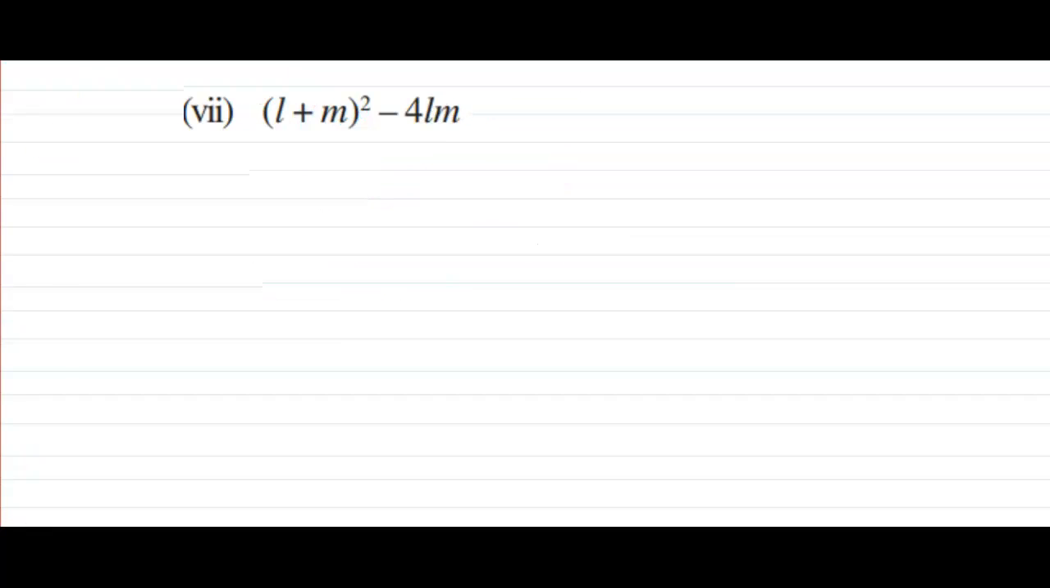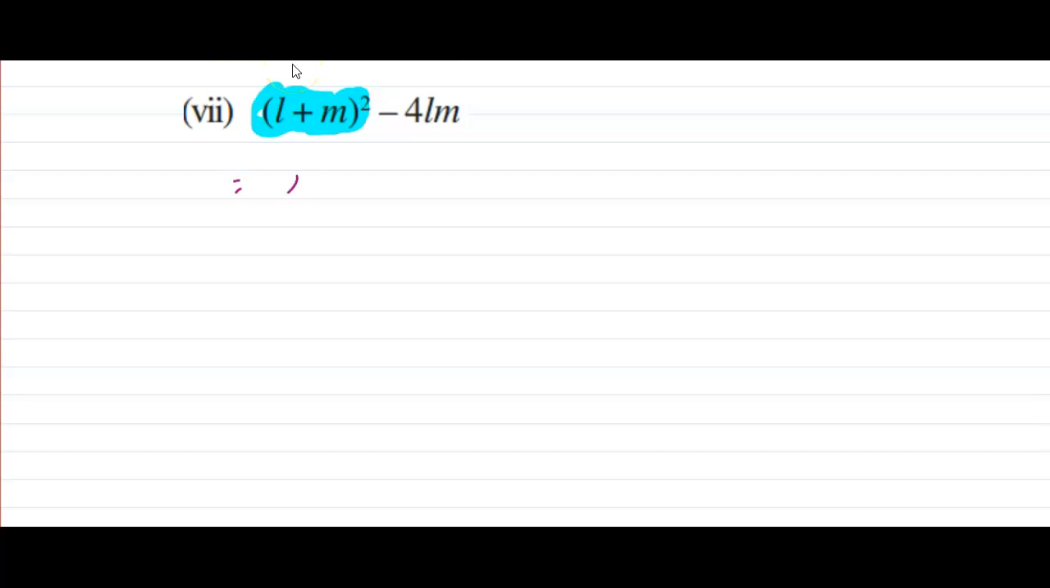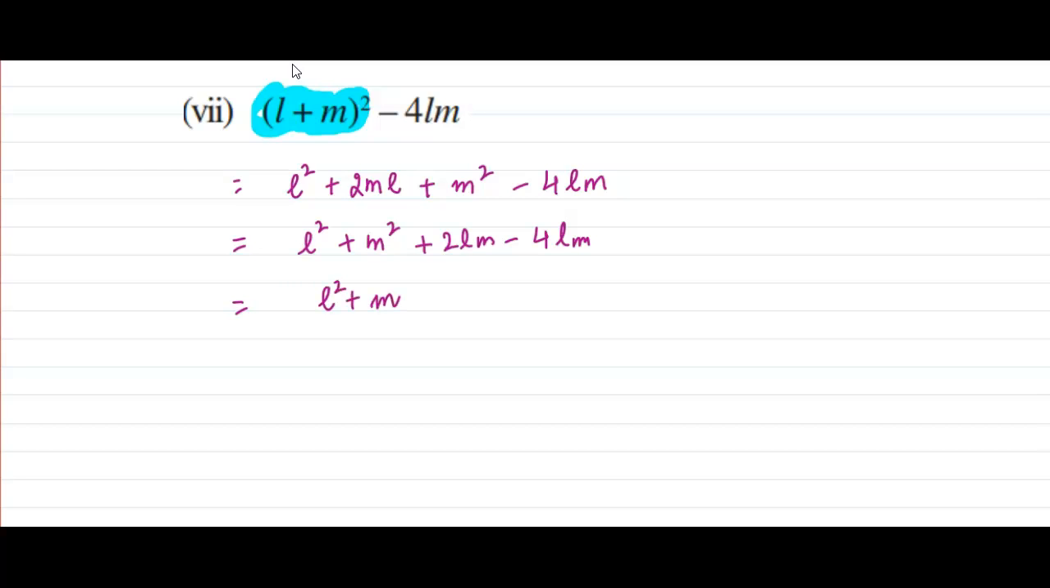So in this question, we will first apply the identity to this part, (a plus b) whole square. So we get l square plus 2lm plus m square minus 4lm. So we will collect the like terms. l square plus m square plus 2lm minus 4lm. This can be written as l square plus m square minus 2lm.